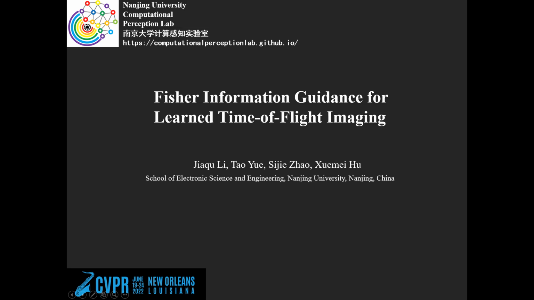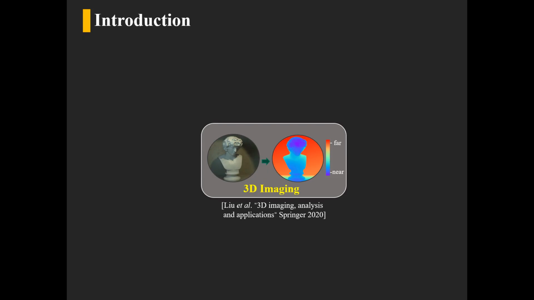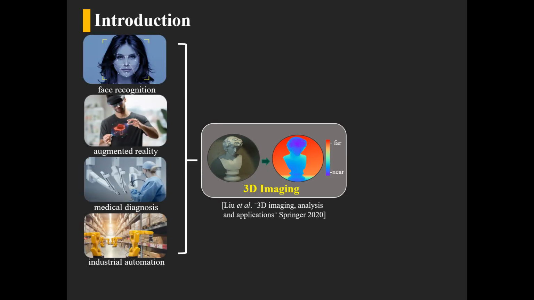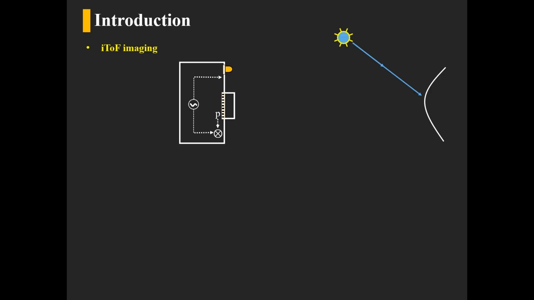We present Fisher Information Guidance for Learned Time-of-Flight Imaging. 3D imaging seeks to capture the 3D structure of scenes or objects, and has been widely used in many fields. It can be roughly divided into stereo vision, structured light, and time-of-flight imaging. This paper focuses on indirect time-of-flight imaging, i.e. I2F imaging.